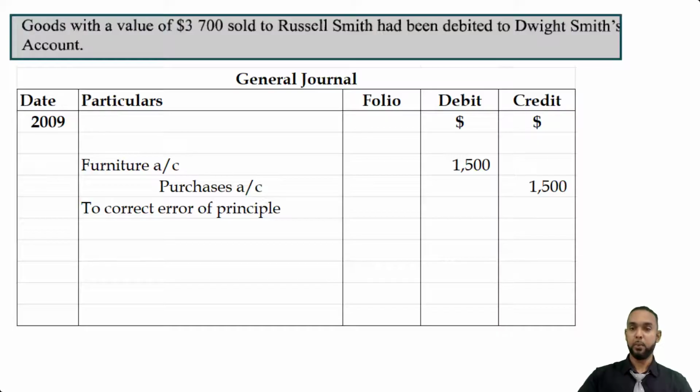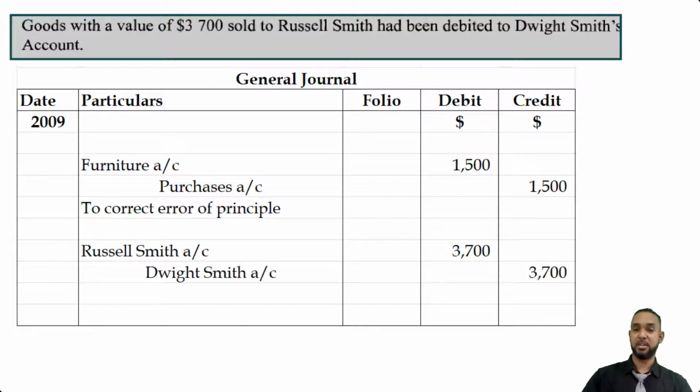So again, when you are correcting or when you are making general journal entries, generally you put the debit entry first. So we're supposed to debit Russell here because we were supposed to debit Russell in the first place, but we didn't. We debited Dwight. So to fix that, we have to put the debit where it should have gone, Russell's account. And we're going to credit Dwight.